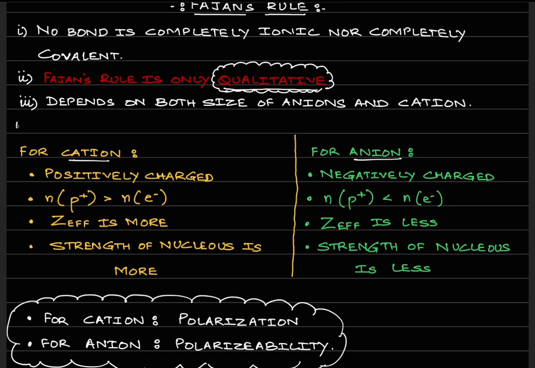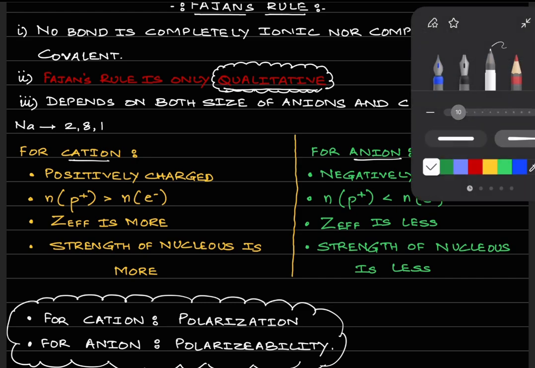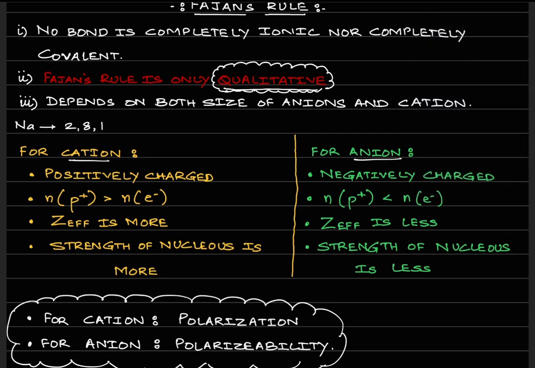Let me take an example for you. So let's suppose you have sodium over here. Sodium has the electronic configuration 2,8,1. It will lose one electron and get converted into Na+. But understand, the moment sodium loses an electron, sodium has number of protons equal to 11, but the number of electrons is equal to 10.